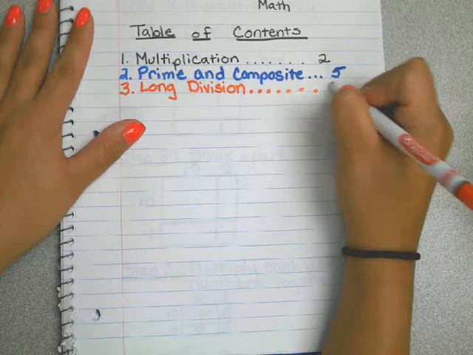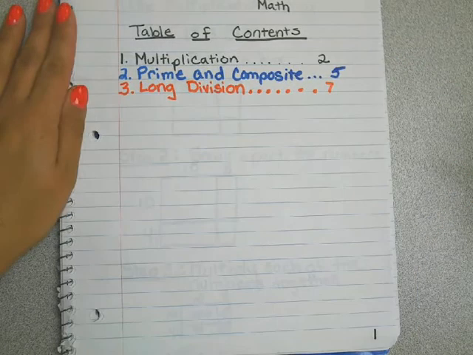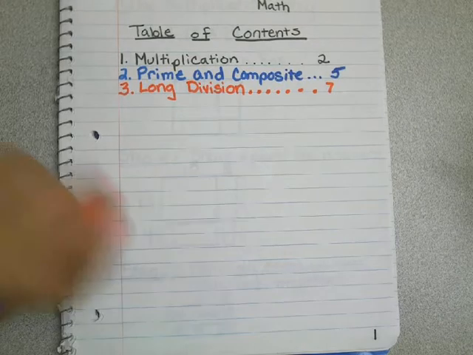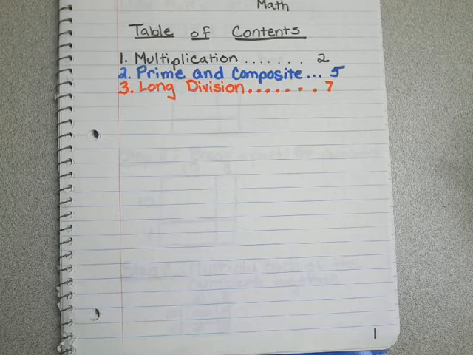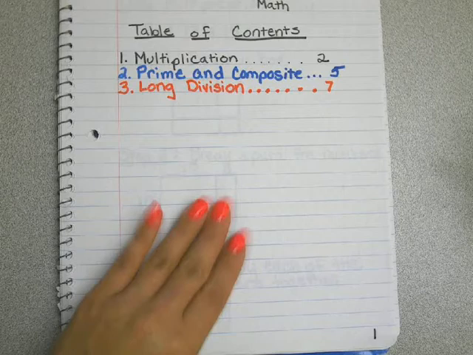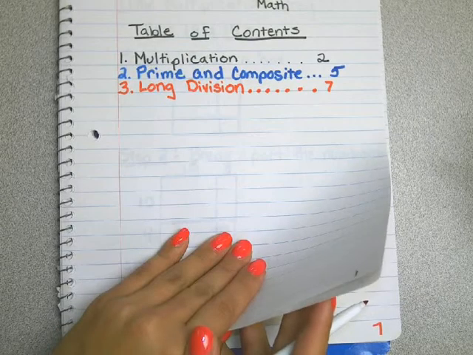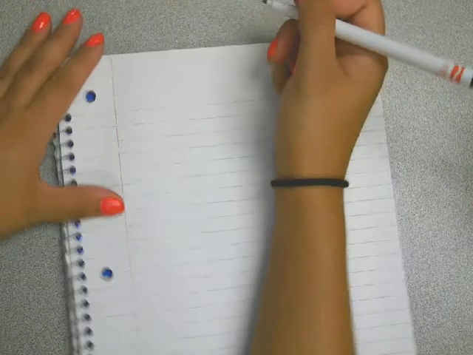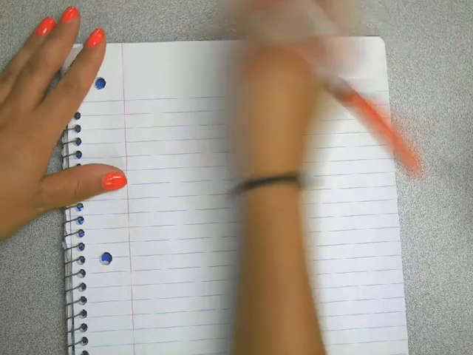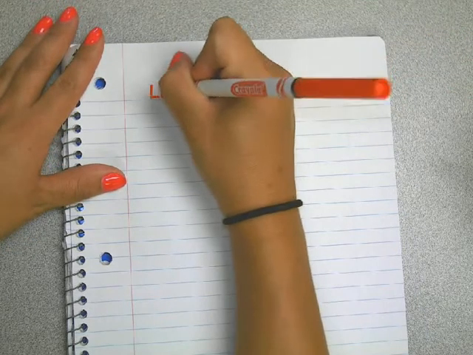Is this a page that your next page? Your next link page. Yes. Okay, and then turn to page 7 after your table of contents is filled out, or whatever page your book is. Mine is 7. Okay, and I'm going to title it Long Division.